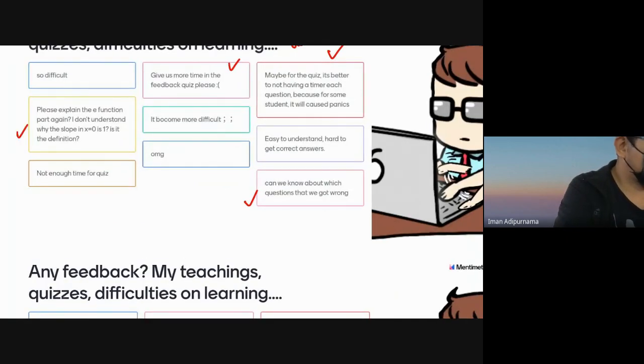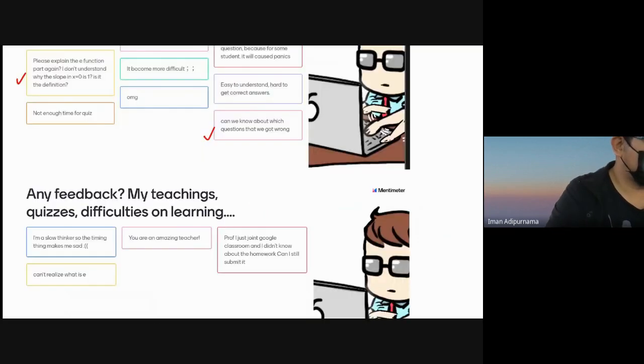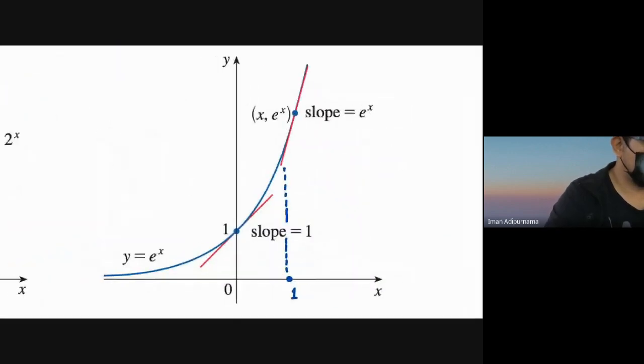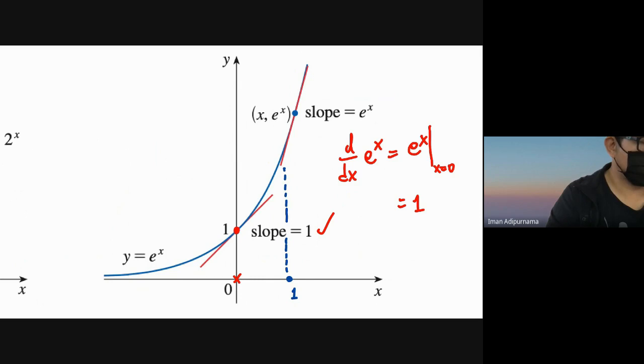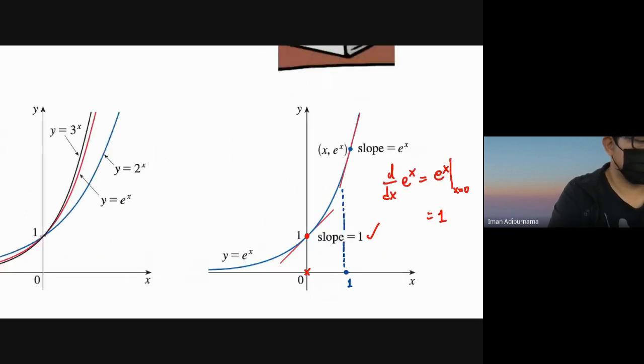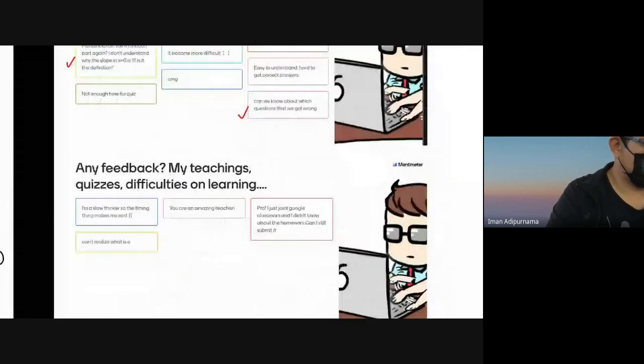Explain the e function part, and why the slope at x = 0 is 1. Is it the definition? Oh, that's it, because e to the power of x here, the slope is 1 because when you have e to the x and you differentiate, it's just e to the x. And if you see this 0 here, then you put in 0, and it becomes 1. Okay, that's the e.